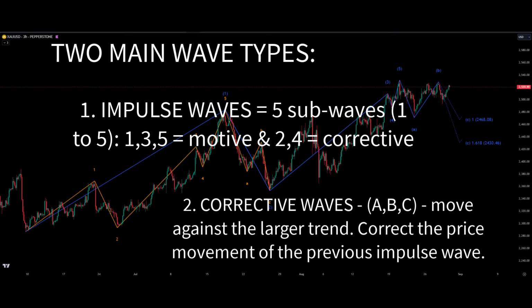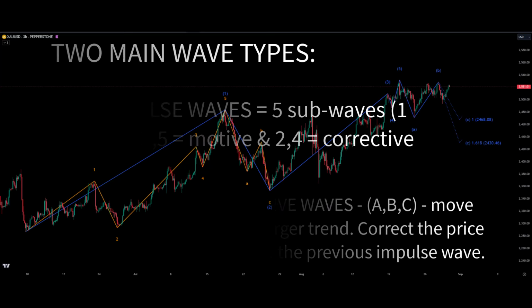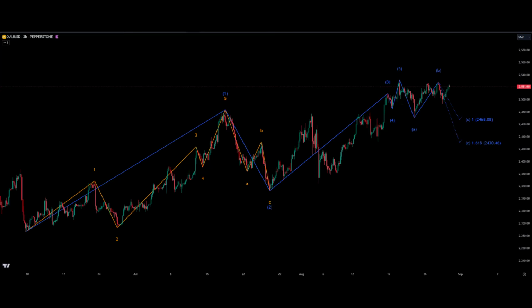Now, the theory posits that markets move in these wave patterns across all time frames from minutes to decades, and if you can understand the current wave position, it can help you predict future price movements. And the underlying principle is that collective investor behavior driven by emotions like fear and greed create these repeating patterns.